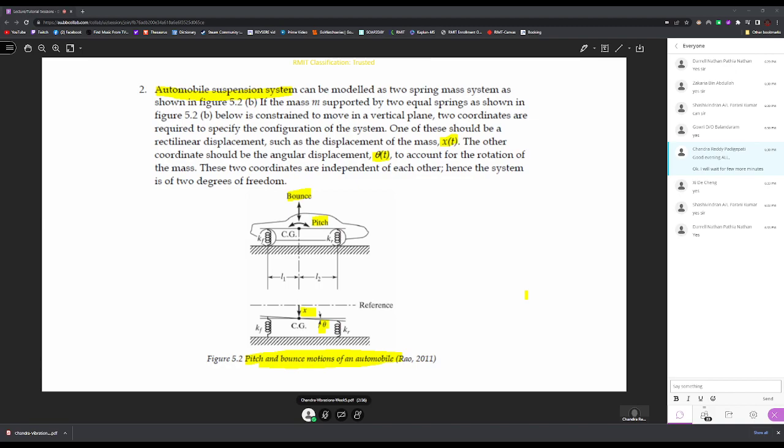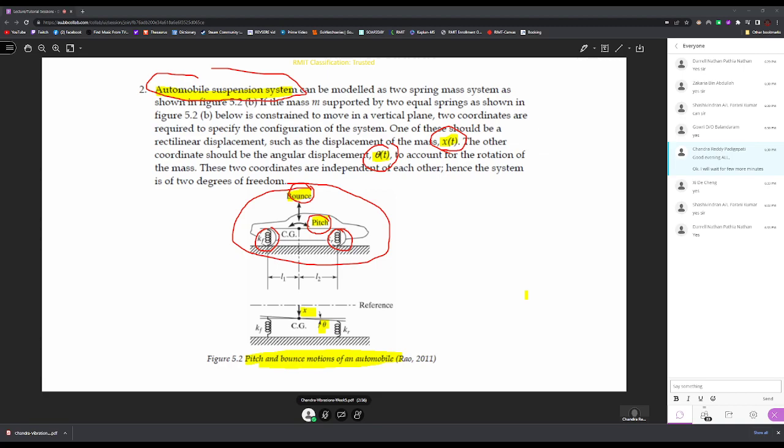The automobile suspension system you can see here. If you see the free body diagram acting on this automobile, as the system moves, there are springs at the front and at the rear of the automobile. These two are the suspension systems. Due to the suspension systems and due to the movement, there could be two types of displacements. One is the pitch, which we measure in terms of angular displacement, theta. The other one will be the bounce, the vertical motion. So we can describe it in terms of the vertical displacement.